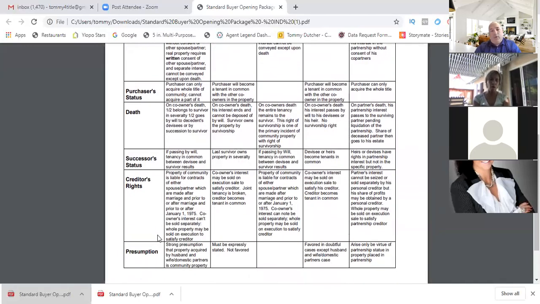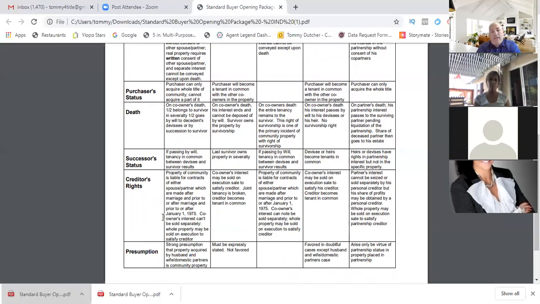Creditor rights, this is important as well. Property of community is liable for contracts of either spouse or partner which are made after marriage and prior to or after marriage. So if you get married and you buy a house and you have it as community property and a creditor comes after one of the spouses, they can go after that portion of the house, right?